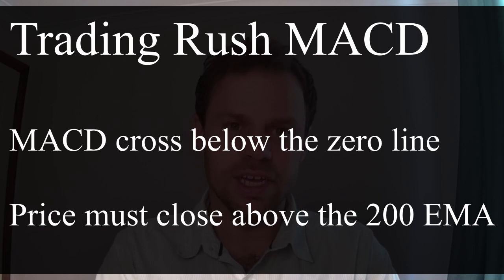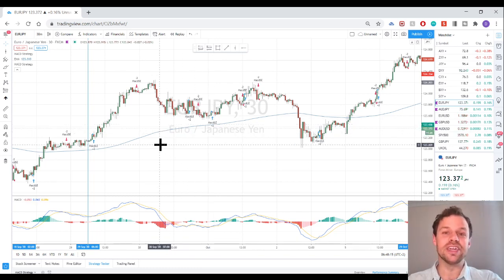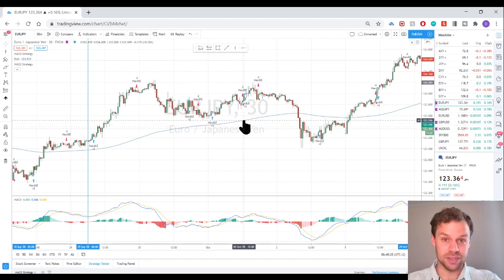The MACD must cross below the zero line while price is above the 200 EMA. Pretty simple. Okay, here we have a valid buy setup. As you can see, price is above the 200 EMA. The 200 EMA is in an uptrend. That's a really interesting thing I've discovered, is that when the EMA is in an uptrend or a downtrend, it's actually quite beneficial, as opposed to flat.